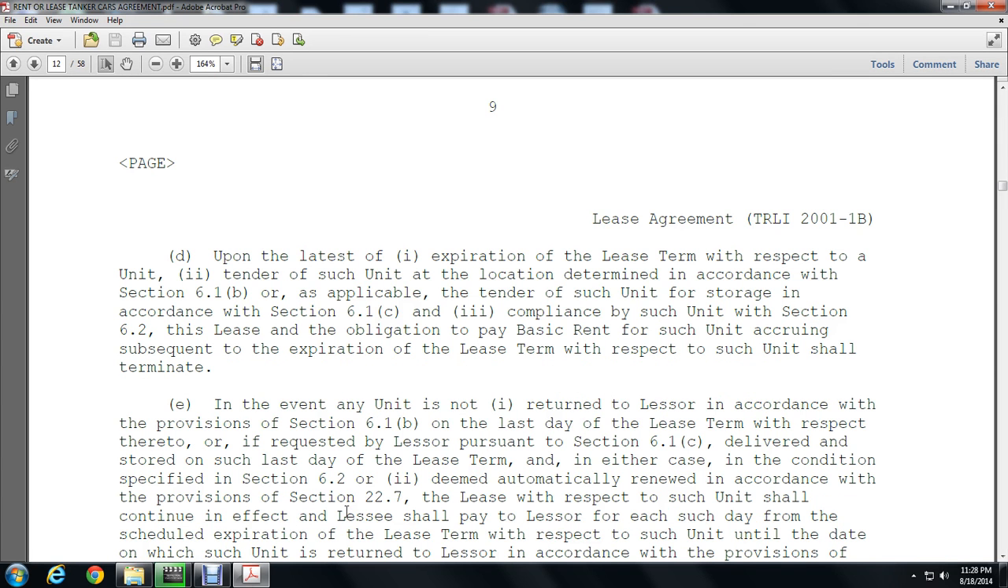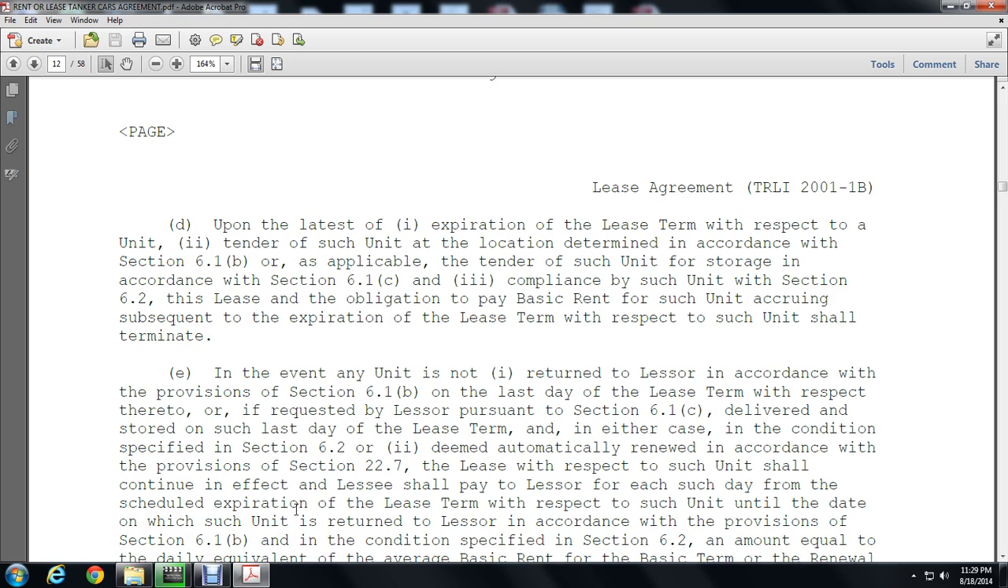In the event any unit is not returned to the lessor in accordance with the provisions of section 6.1b by the last day of the lease term with respect thereto, and if requested by the lessor pursuant to 6.1, delivered and stored by the last day of the lease term under the terms and conditions specified in section 6.2, the lease shall be deemed automatically renewed in accordance with the provisions of section 22.7 and the lease with respect to such unit shall continue in effect. The lessee shall pay to the lessor for each such day from the scheduled expiration of the lease term with respect to such unit until the date on which such unit is returned to the lessor in accordance with the provisions of section 6.1b.